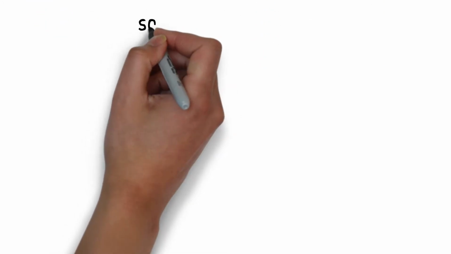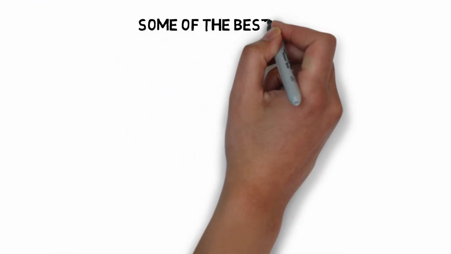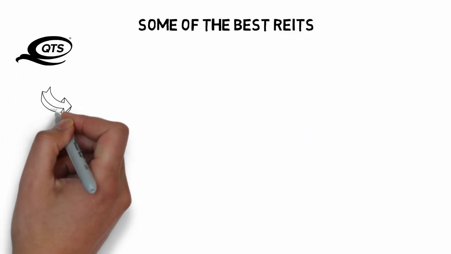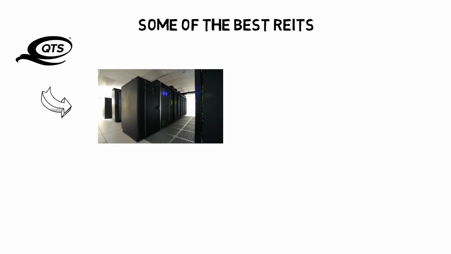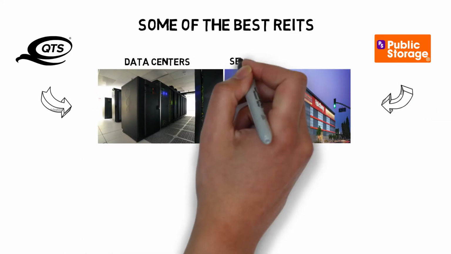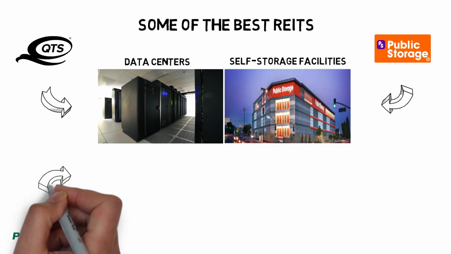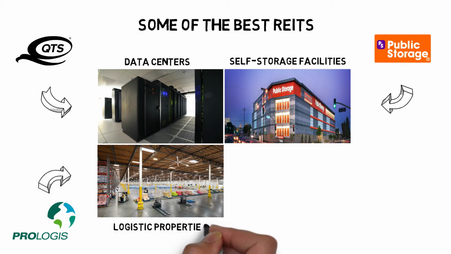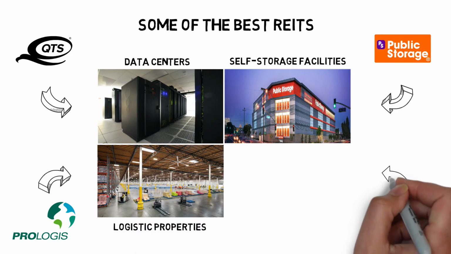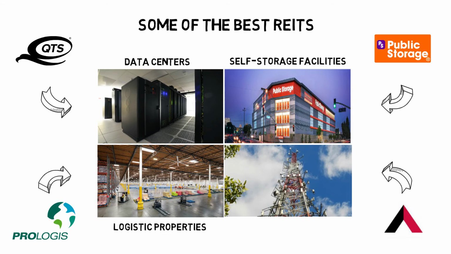Now let's look at some of the best REITs on the market right now. First, we have the QTS Realty Trust, who owns data centers. Then, we have Public Storage, who manage self-storage facilities. Now, we have Prologis, who owns logistic properties. And the last one is American Tower, who operates wireless communication infrastructure.